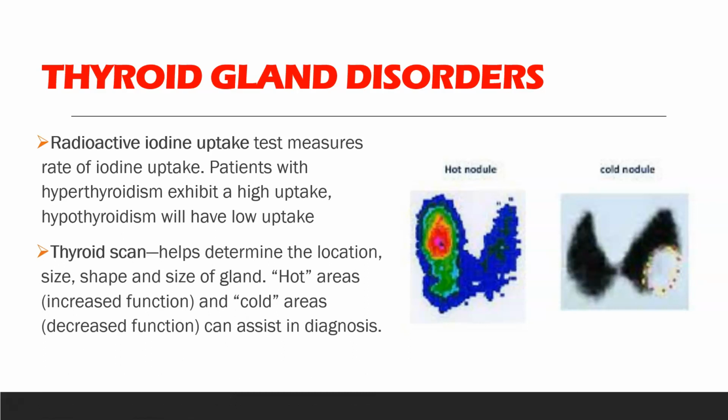The picture on the right side shows the thyroid scan results for determining the size and shape of the gland. When you have hot areas, as you can see on the first picture, it means there is increased function of your thyroid gland, so you're going to assume that is hyperthyroidism. The second picture shows a cold nodule on the thyroid scan, which means a decreased function of your thyroid gland, hence your hypothyroidism. So both of these scans would provide enough information if the client is suffering from either hyperthyroidism or hypothyroidism.